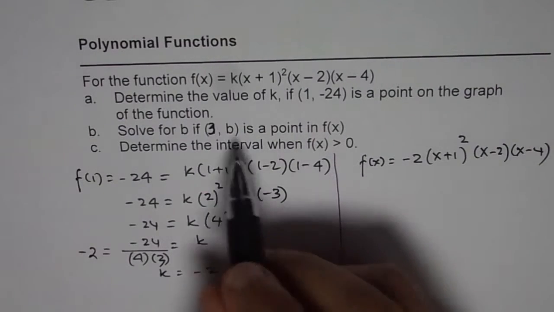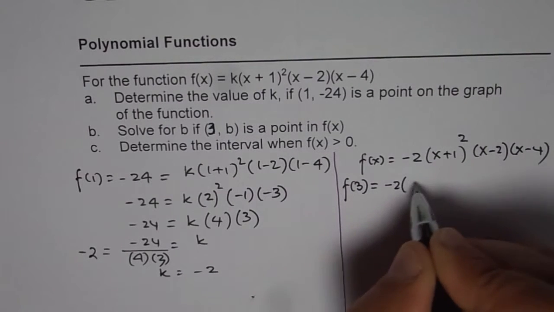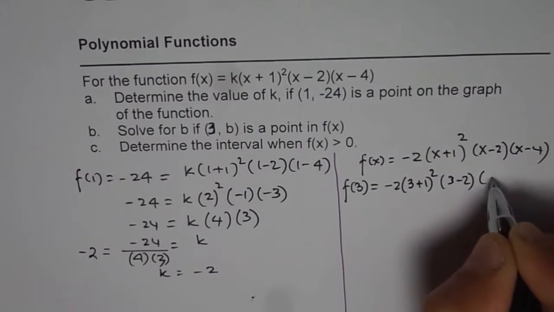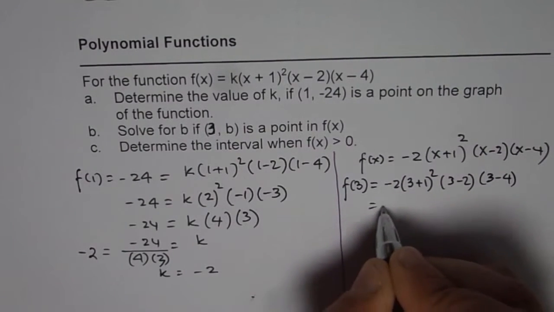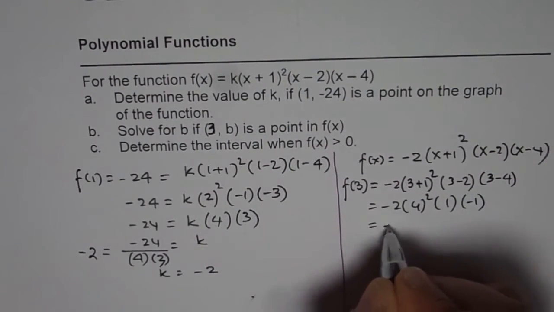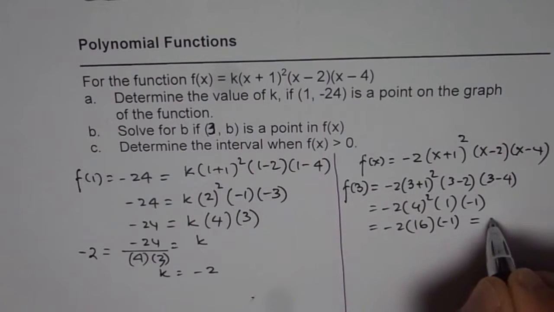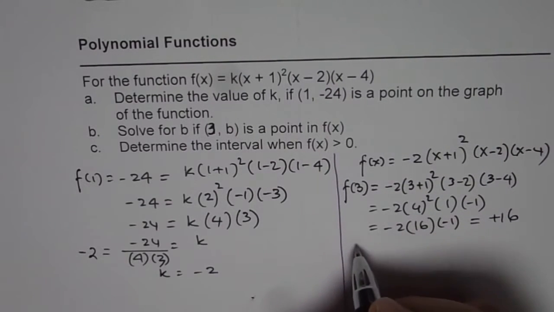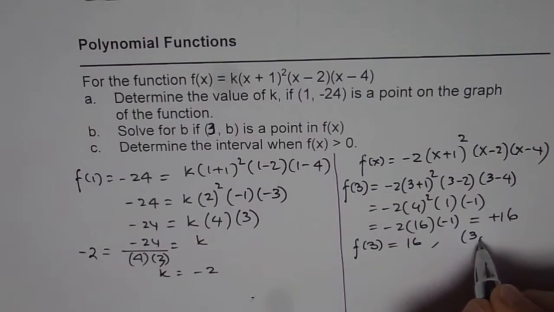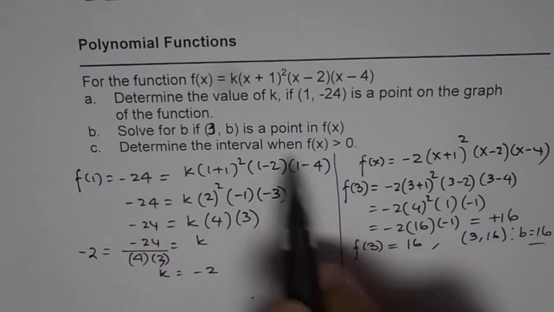So that means f of 3 is b. Let's find what f of 3 is. f of 3 will be minus 2, and let's replace x with 3: (3 plus 1) whole squared, (3 minus 2), (3 minus 4), right? So we get minus 2 times 4 squared, times 1, times minus 1. That is minus 2 times 16 times minus 1, or plus 16. So we get f of 3 equals plus 16. That means the coordinate point is (3, 16), and b equals 16, right? So that is how we can answer this.